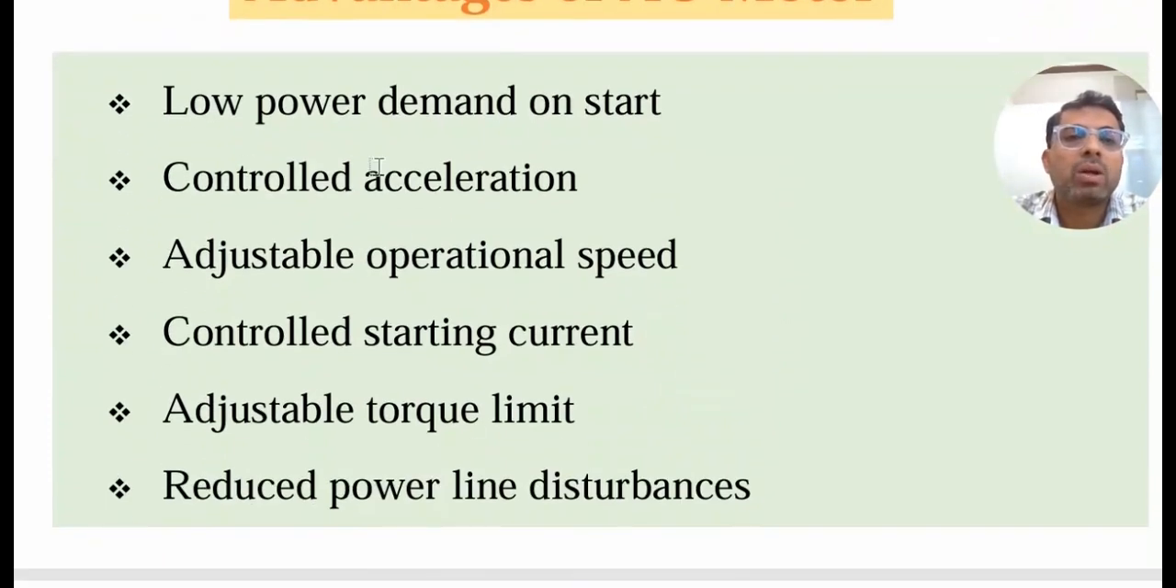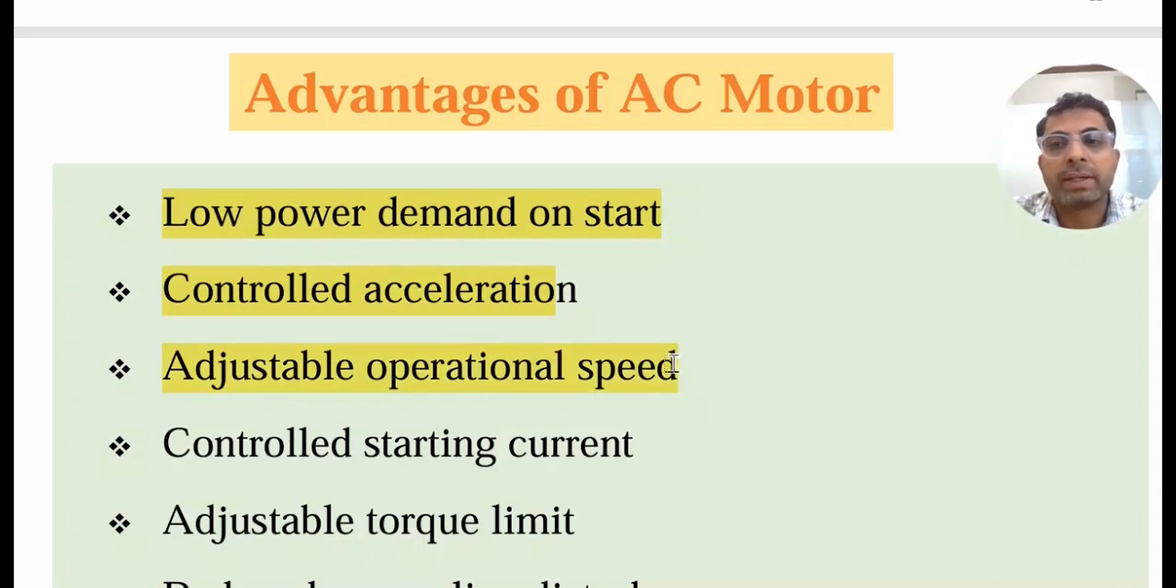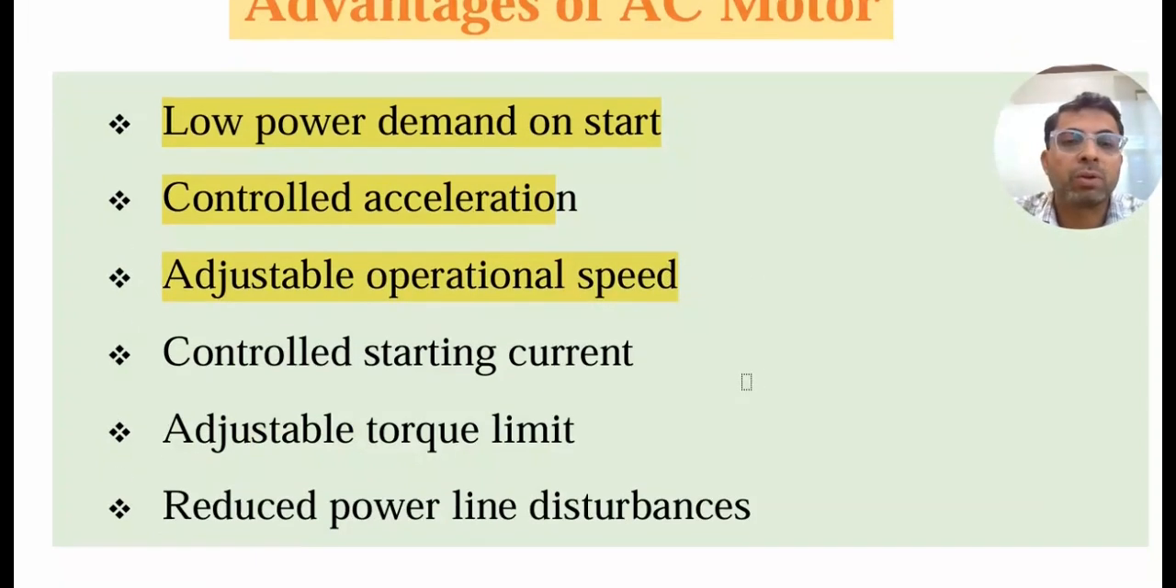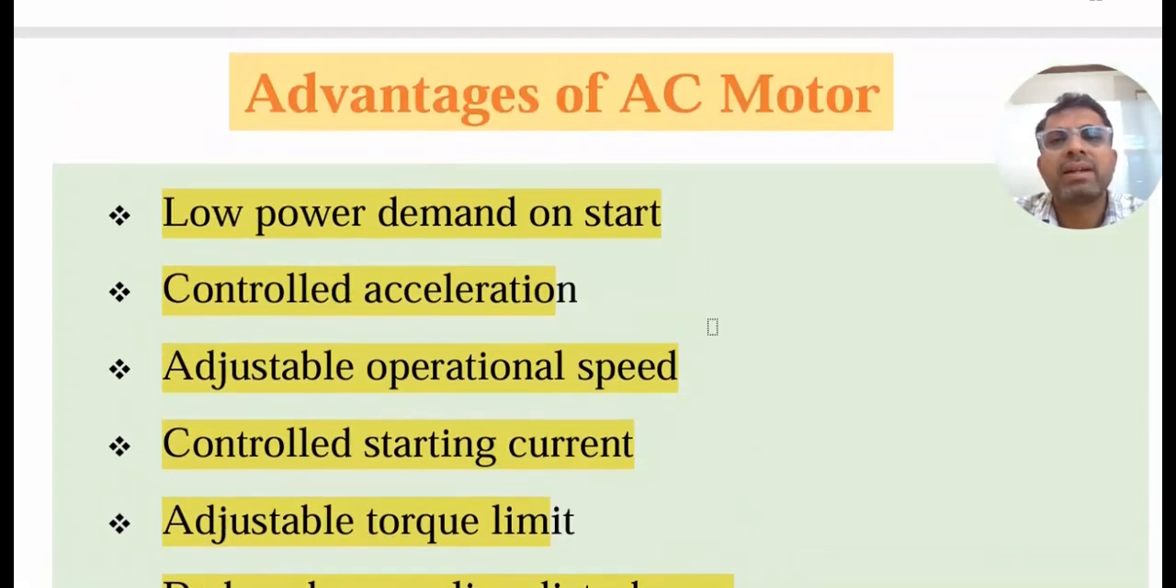Now, what are the advantages of AC motor? Low power demand on start. It will require low power to start. Controlled acceleration, adjustable operational speed. You can adjust the speed of your motor. Controlled starting current, adjustable torque limit. Torque limit also you can adjust. Reduced power line disturbances. So these are the advantages of the AC motor. You need to write them in the examination.